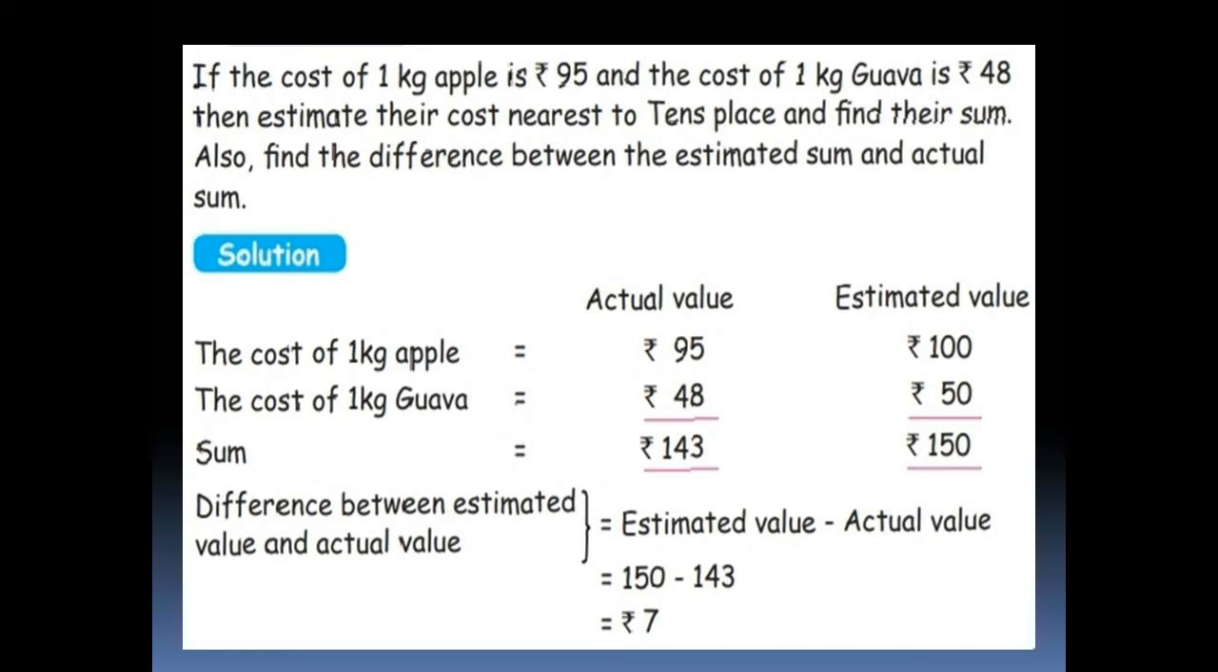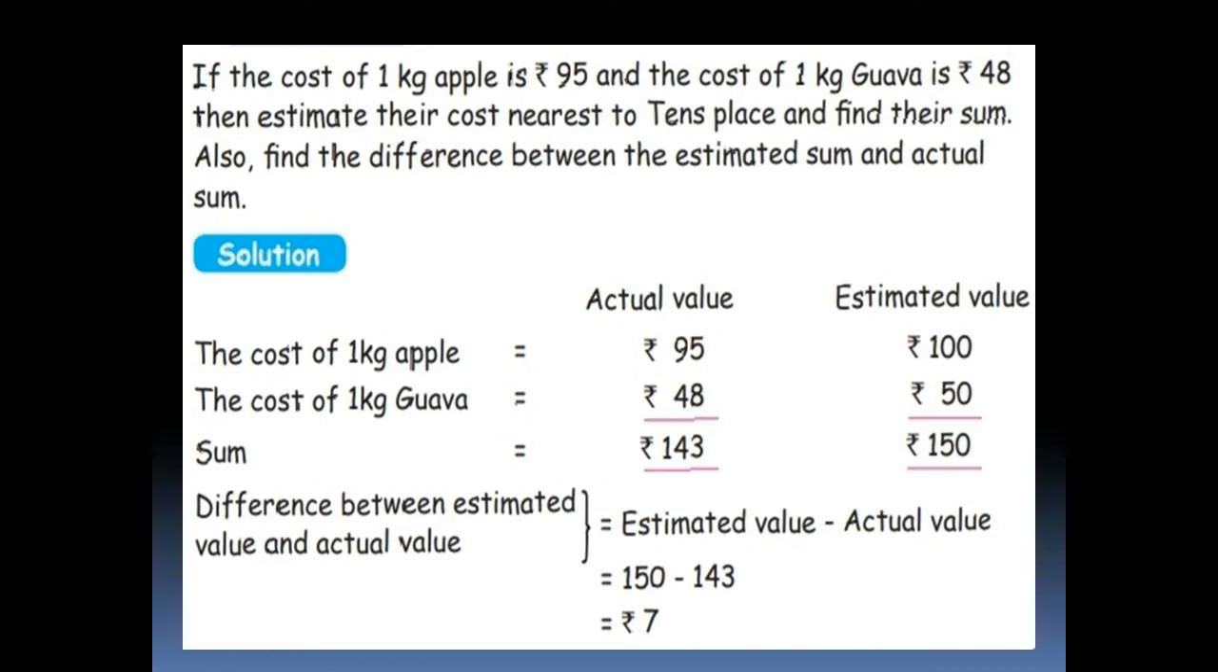Solution. The cost of 1 kg apple is rupees 95. But we have to know what the estimated value is. Looking at 95, we have to find the nearest tens place. We have already seen that 100 is the nearest tens place. That is the estimated value for apple.